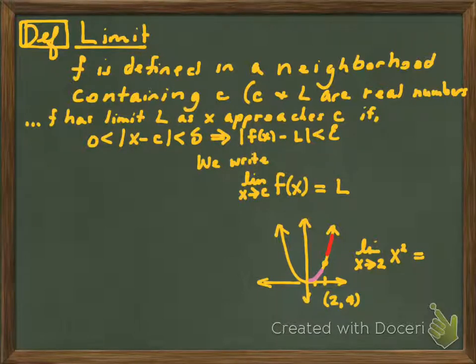I'm still getting closer to 4. I'm starting from higher numbers and falling towards 4, as opposed to climbing towards 4. Yes? Okay? So that's what this means. What that tells me then is that the limit as x approaches 2 of x squared is 4.